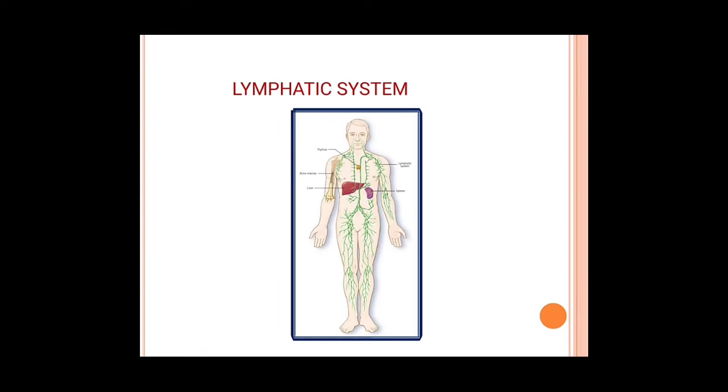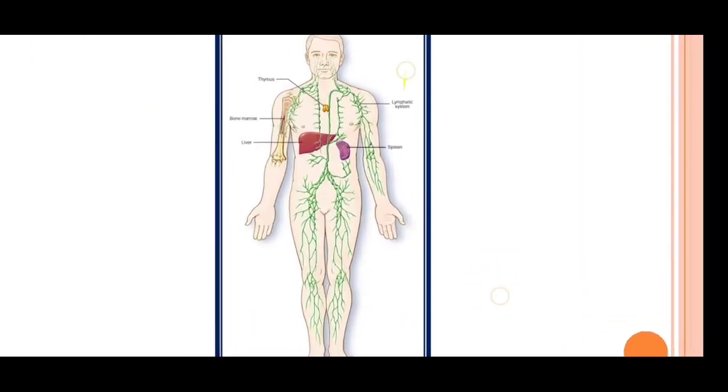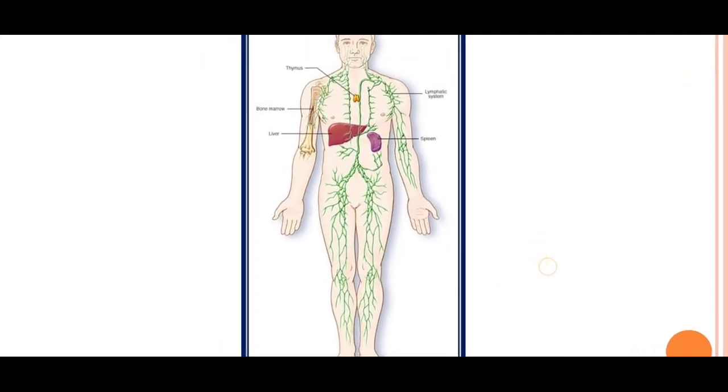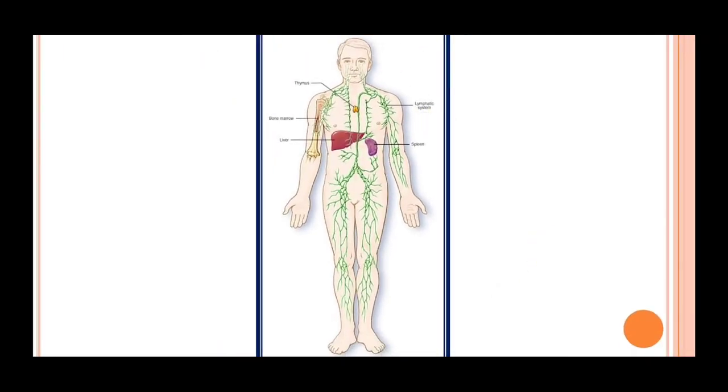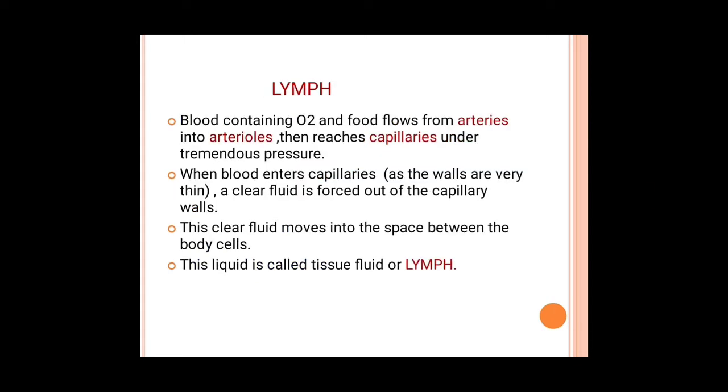Now next is about lymphatic system. Lymphatic system or lymphoid system is an organ system in vertebrates. It is a part of circulatory system and immune system. Lymphatic system is not a closed circulatory system. It consists of lymph, lymph glands and lymph vessels. First we will discuss about lymph.